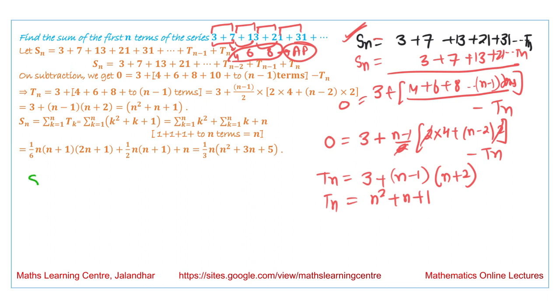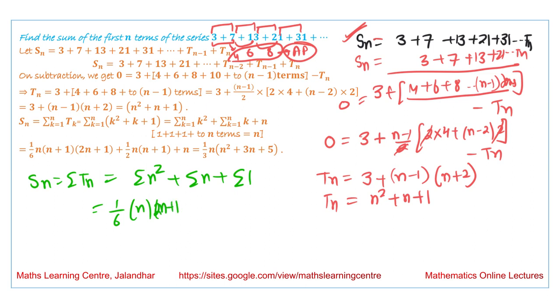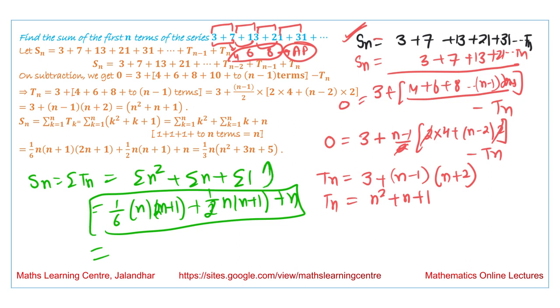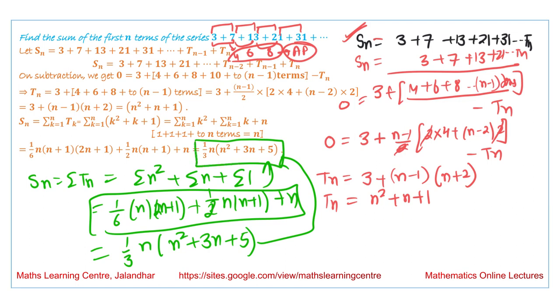Now if we calculate the sum Sn, that is equal to sigma Tn, it is sigma n square plus sigma n plus sigma 1. So it is 1/6 into n into (2n plus 1) into (n plus 1), plus 1/2 n into (n plus 1), plus n, and if you solve and simplify this value, you can obtain the answer in the form 1/3 n (n square plus 3n plus 5). So this is the sum of the first n terms of the given series.